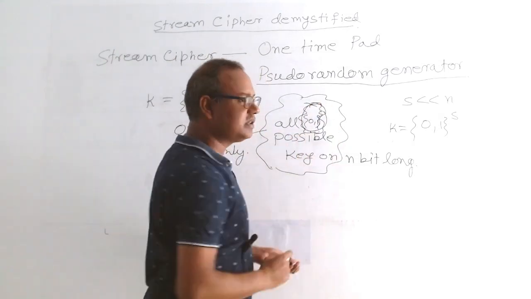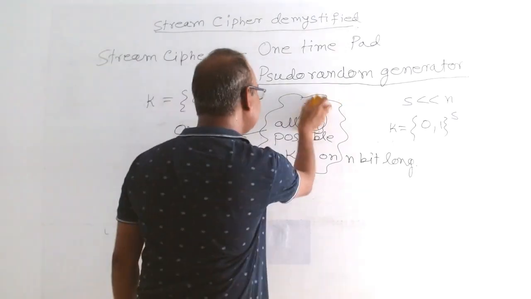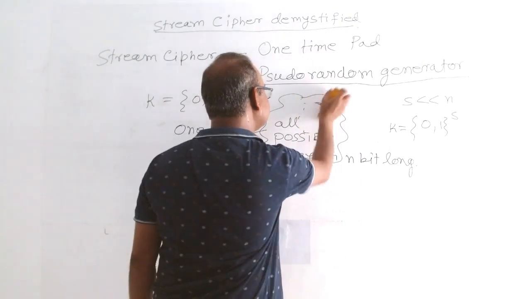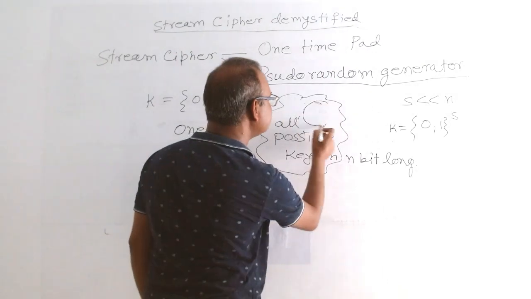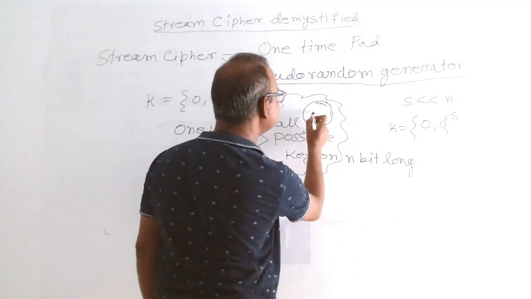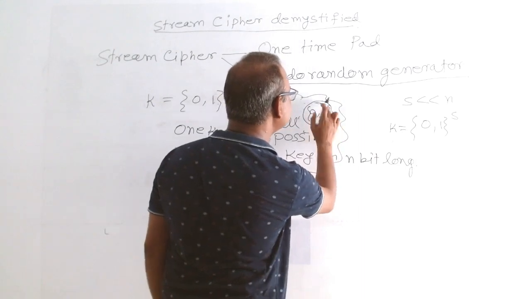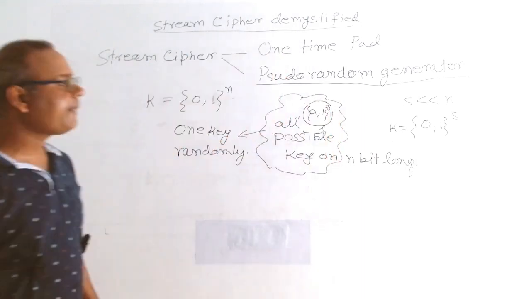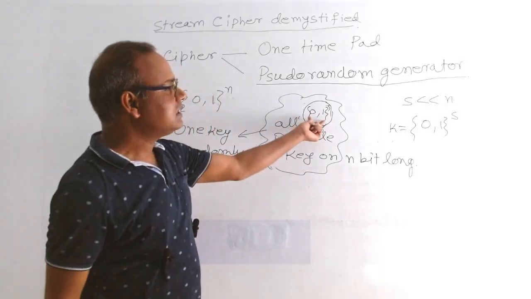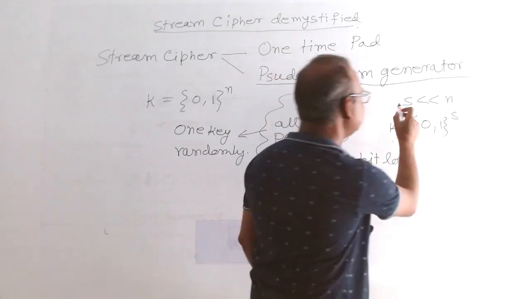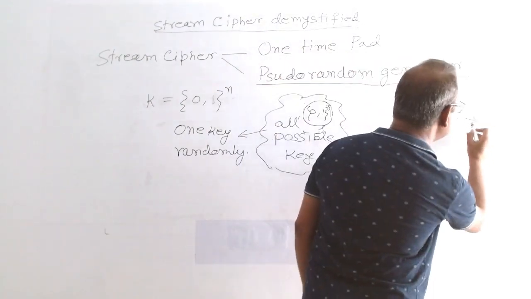This is a small subset of, let me write this clearly. Let's say this is a small subset of {0,1}^s. And this is, we call this seed. S is called seed.